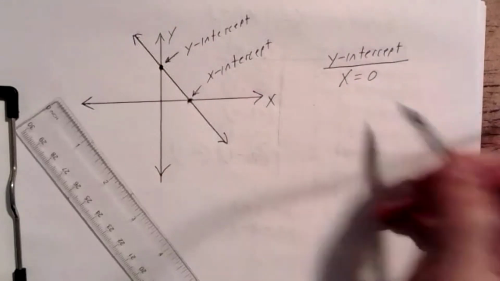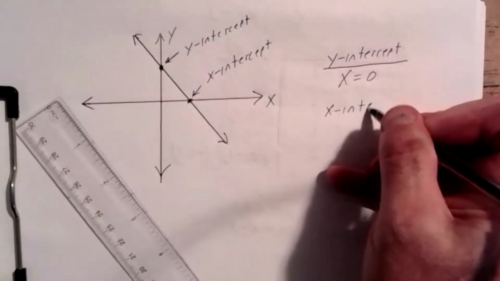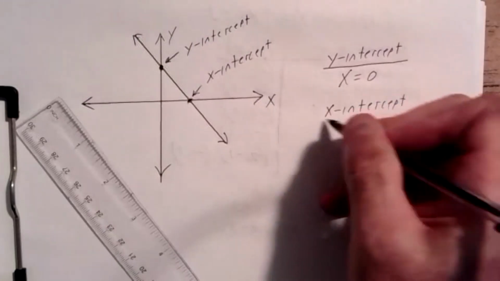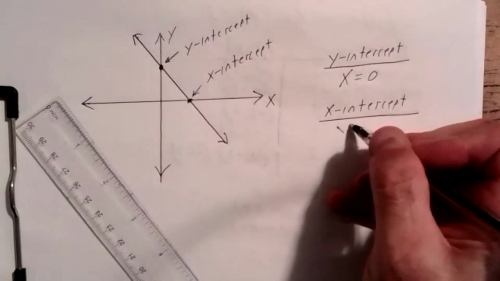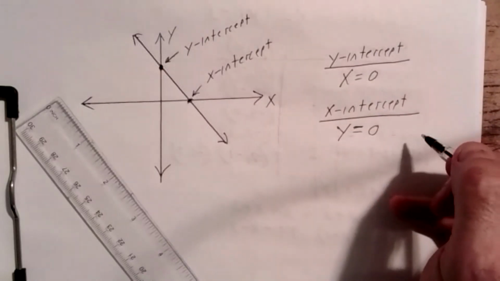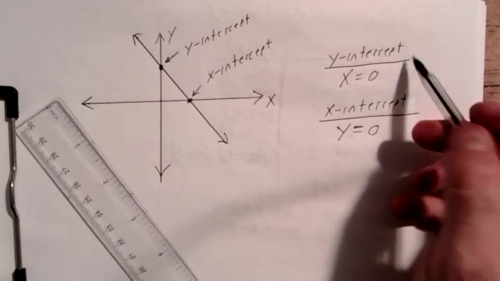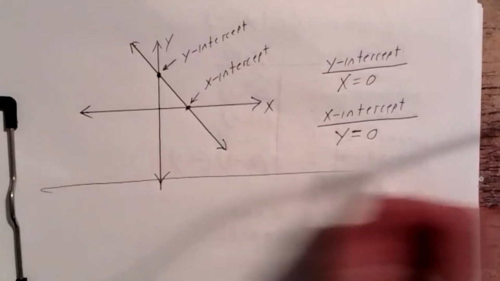Y-intercepts always have an x-coordinate of 0. To find the x-intercept, since it is a point of intersection between the graph and the x-axis, and the point lies on the x-axis, its y-coordinate would always have to be what? 0. So in order to find a y-intercept, you set x equal to 0. To find x-intercepts, you set y equal to 0.